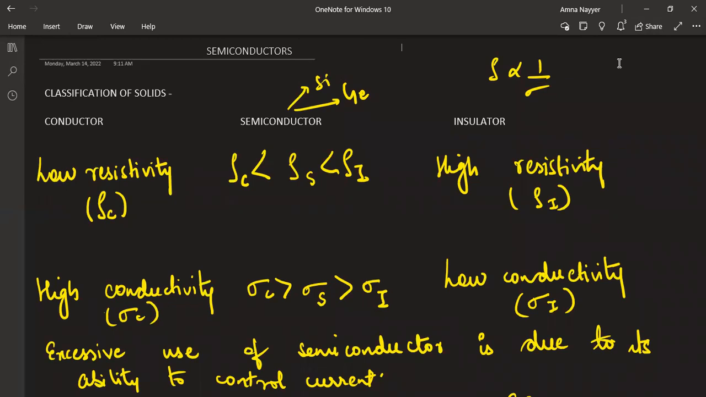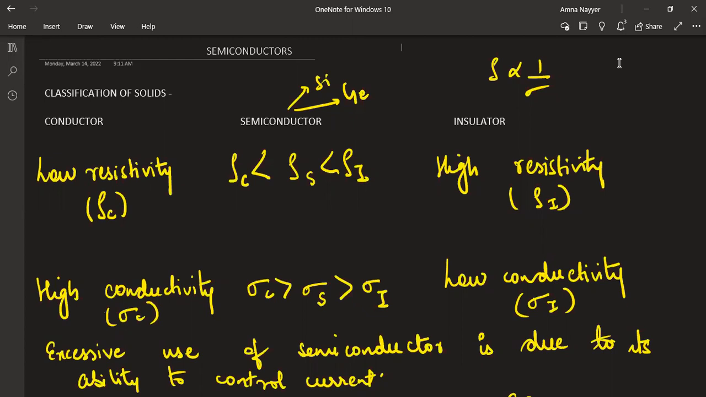The reason is that semiconductors have the ability to control current. How they control the current is not a part of your syllabus. When we used to do transistors and all, we used to see how to control current and calculate the value of the current. That also has been deleted. That also you don't need to do. So just remember that semiconductors are used extensively because of their ability to control the current.